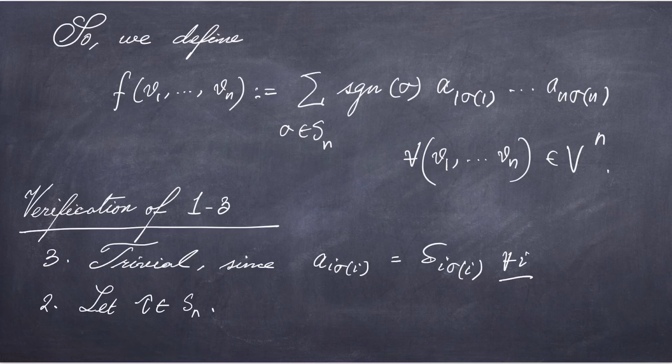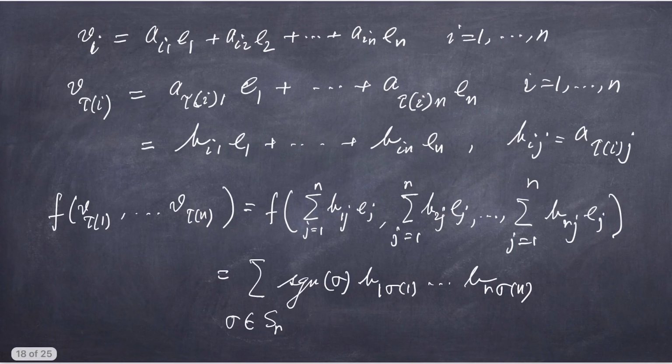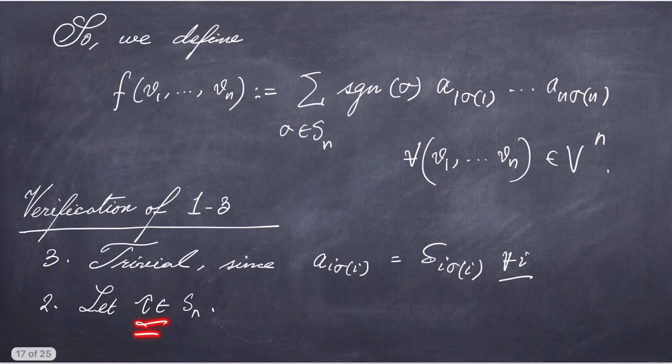unless sigma(i) is i for all i, the term will not survive, and for the only surviving term each of these will be 1, and the sign of the identity permutation is also 1, so therefore you have 1. Now let's verify that the map is skew-symmetric. How does one prove the map is skew-symmetric? That's also quite easy. So we start with a tau in Sn.